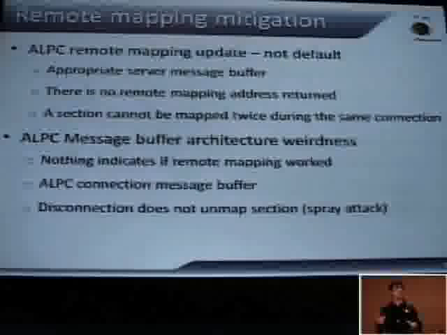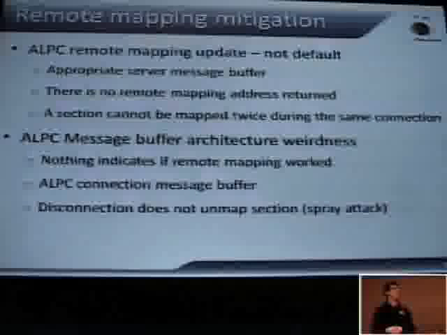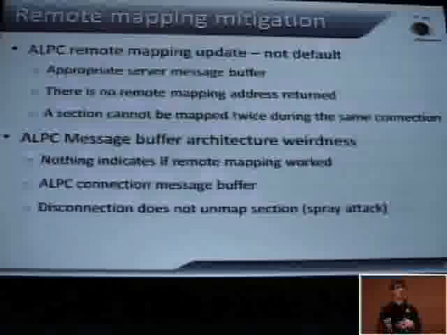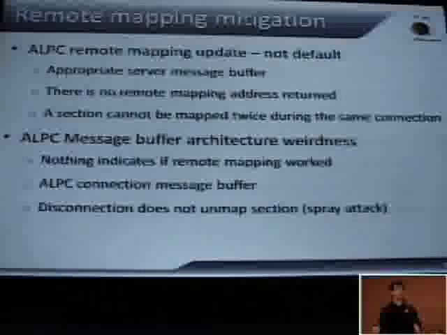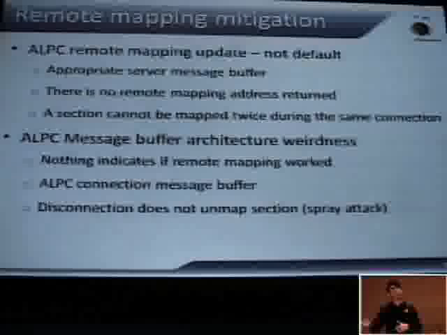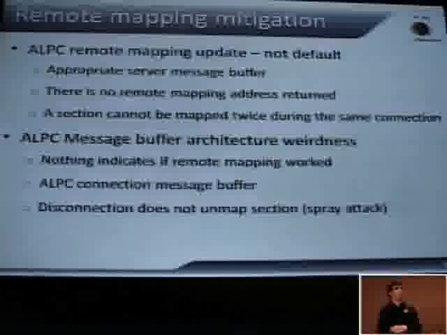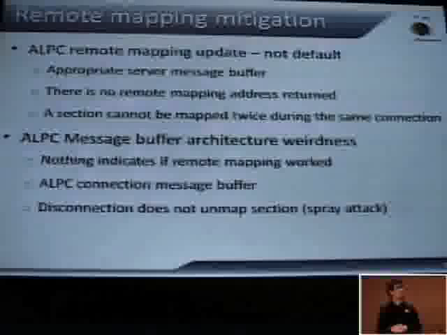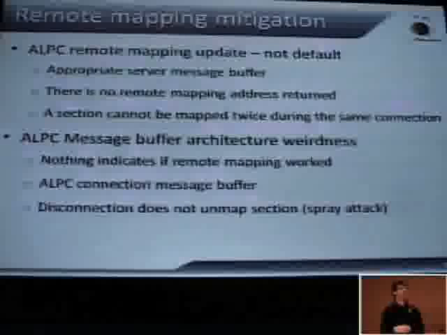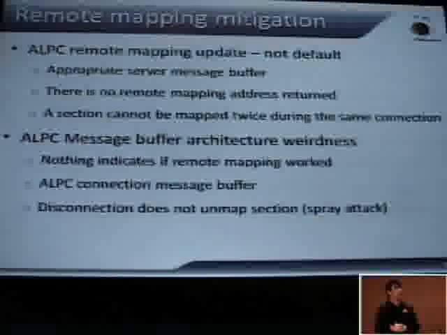This architecture of the message buffer is a little weird because, first of all, nothing indicates if the remote section mapping worked or not. Basically, it will behave the same way whether it worked or not, and the message buffer will not be changed. Of course, you don't get the remote address like you did in XP, in the ALPC interfaces. I saw too that the message buffer is available during the connection, but as a message buffer is linked most of the time with an ALPC object, and the ALPC object does not exist for the connection, I don't really understand how it works.